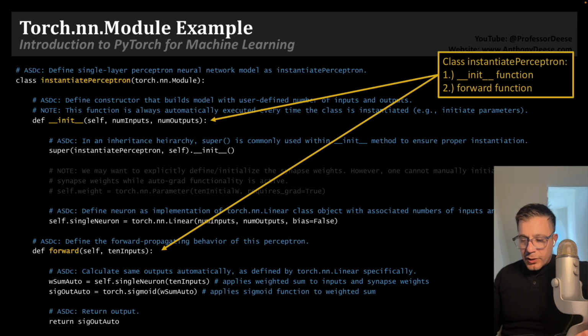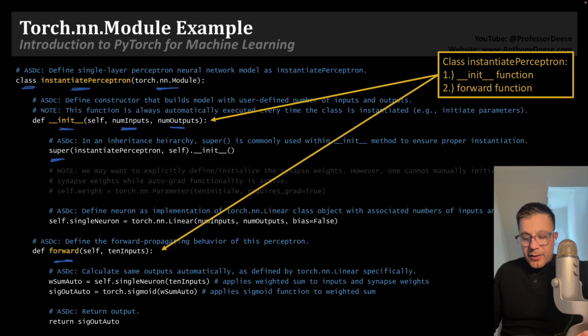So here we have the full code without that coloring again. We're defining a class named instantiate perceptron that's derived from the torch.nn.module class object. It has 2 functions, the constructor as well as the forward propagation function. In the constructor, we have to tell it how many inputs it should accept, how many outputs it needs to generate.